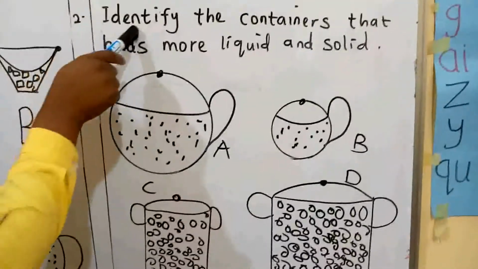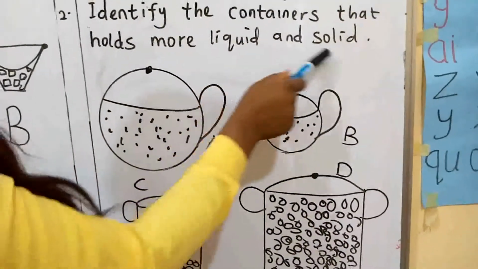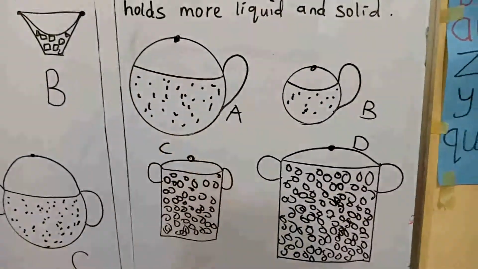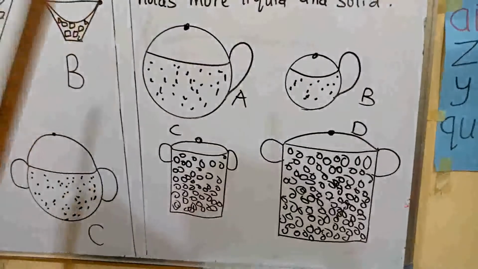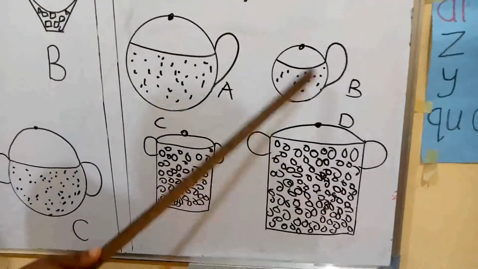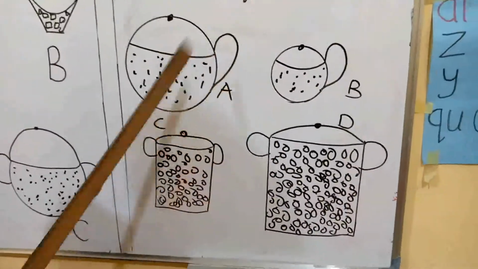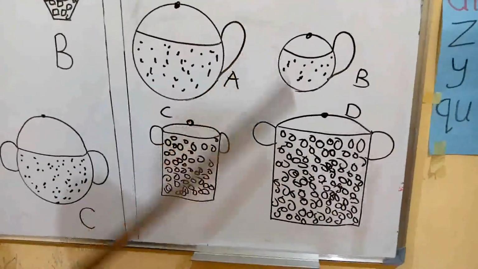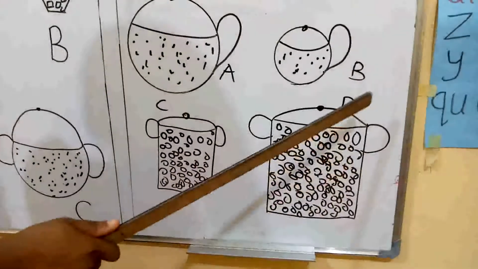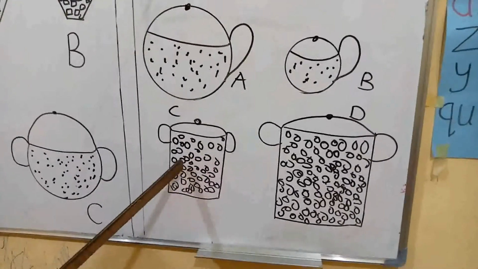Number 2 says, identify the containers that hold more liquid and solid. Which of the containers holds liquid more than the other container? Is it container A or container B? You're going to identify it by doing what? Circling it. If it is A, you circle A. If it is B, you circle B.